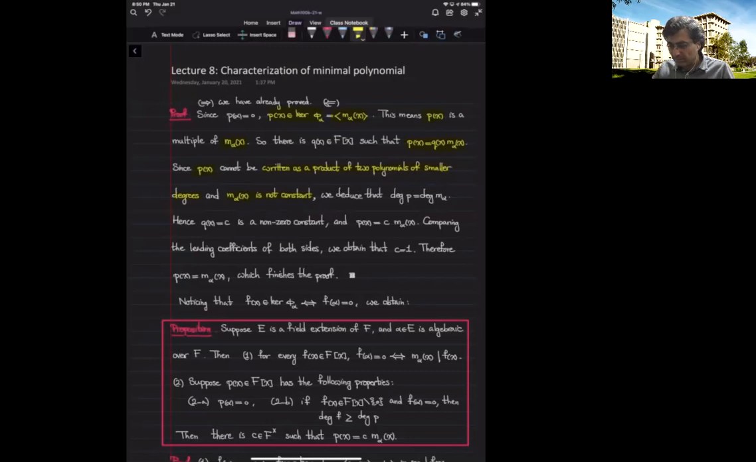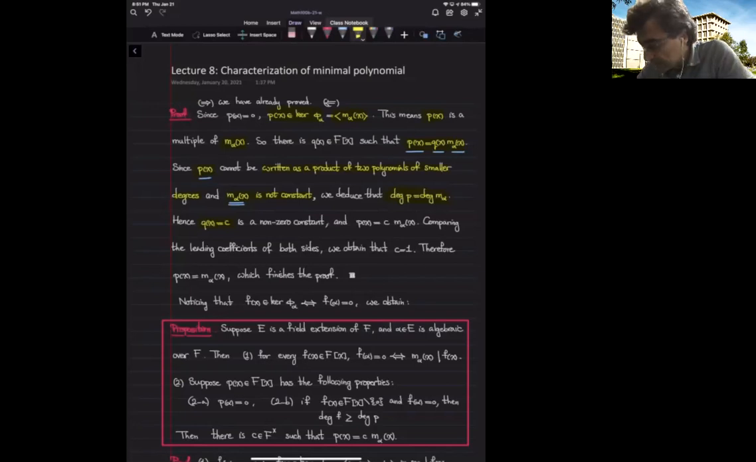So again, let's write down what I am saying. I know that P of X is a multiple of M sub alpha. This is what we get from the fact that M sub alpha generates this. But then I cannot write this as a product of two polynomials of a smaller degree, and this is non-constant, so therefore its degree is not 0. From here, I deduce the degree of Q should be 0, and the degree of P is precisely the degree of M sub alpha. And therefore, Q is just a constant.